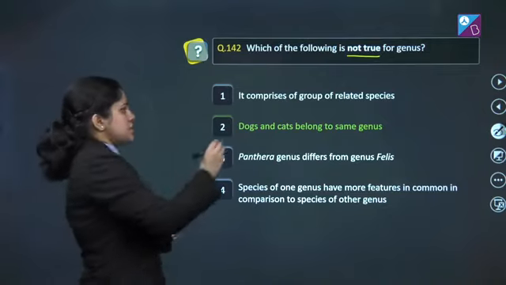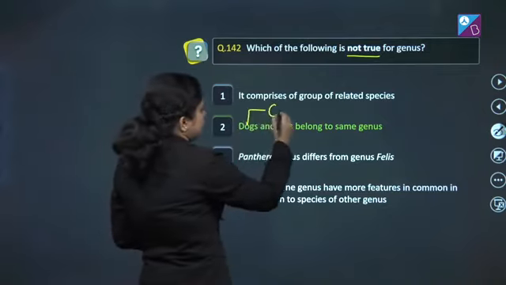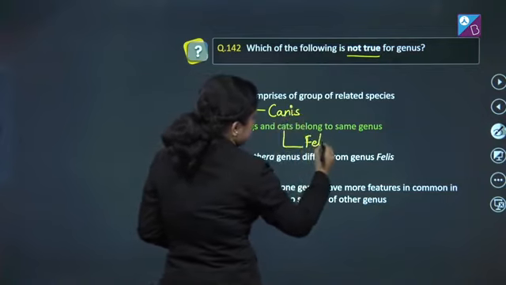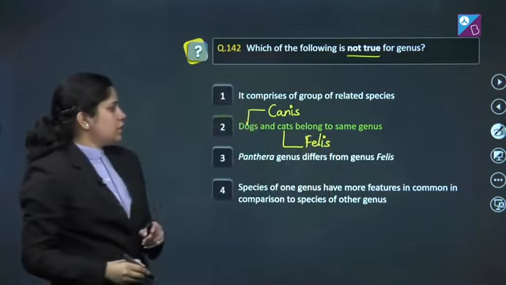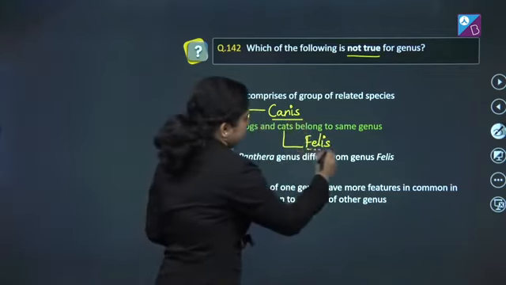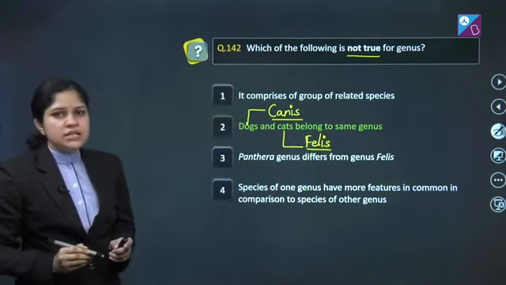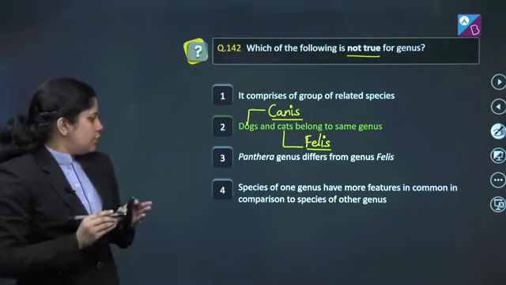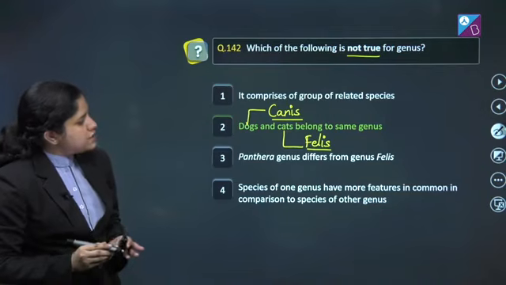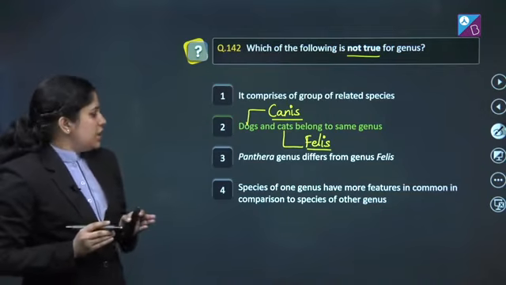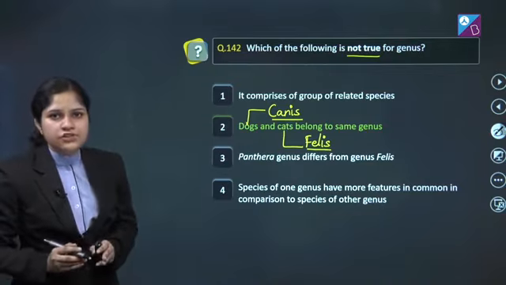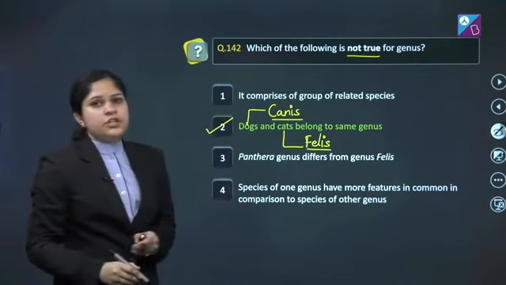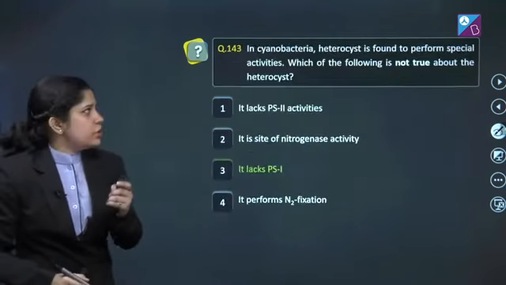These two different genera are: dog belongs to Canis and cats belong to Felis. Third, Panthera genus differs from genus Felis. Absolutely correct. Fourth, species of one genus have more features in common in comparison to the species of other genus. This statement is also true. So, the correct answer of this question is option number 2, and let's proceed to the next question.